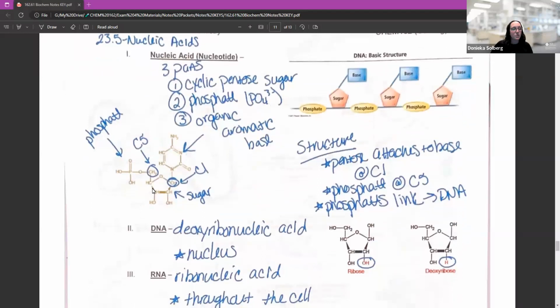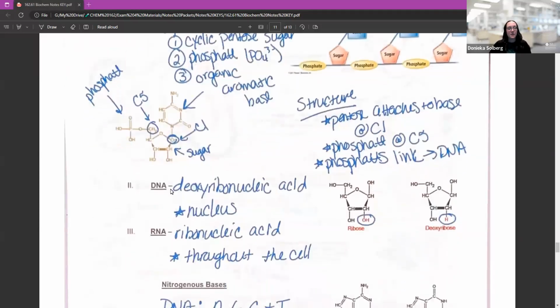This is my 5 carbon sugar. And on carbon 1, we connect our base. This is one of those aromatic bases. And on carbon 5, we connect our phosphate group. And that is a single nucleotide. Okay. So structure-wise, the pentose attaches to the base at carbon 1, phosphate attaches at carbon 5, and then those phosphates link together to make our DNA backbone. Phosphate sugar bonded to phosphate sugar, bonded to phosphate sugar, and you have those bases hanging off.